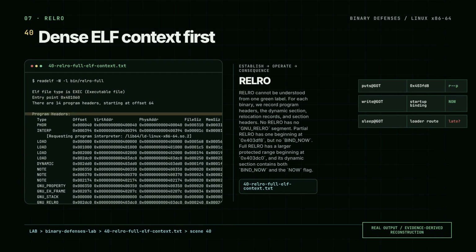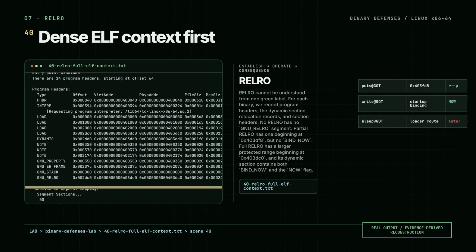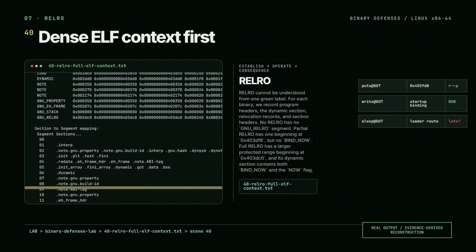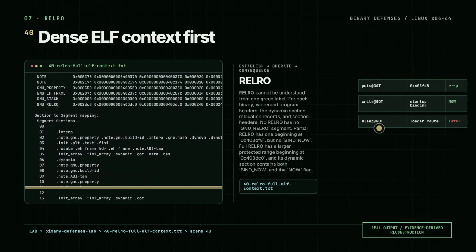Relocation protection cannot be inferred from one green label. We compare program headers, dynamic tags, relocation records, and section headers. The unprotected file has no protected relocation segment. Partial protection has a protected range but no immediate binding flag. Full protection has a larger protected range and requests immediate binding.